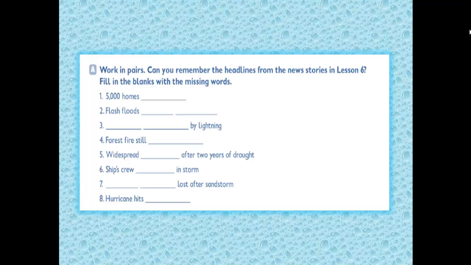5,000 homes flooded. Excellent. Number 2, flash floods kill 7. Yes, here kill 7. Number 3, we have man injured by lightning. Number 4, forest fire still burning. Excellent. So here the fire is still burning.